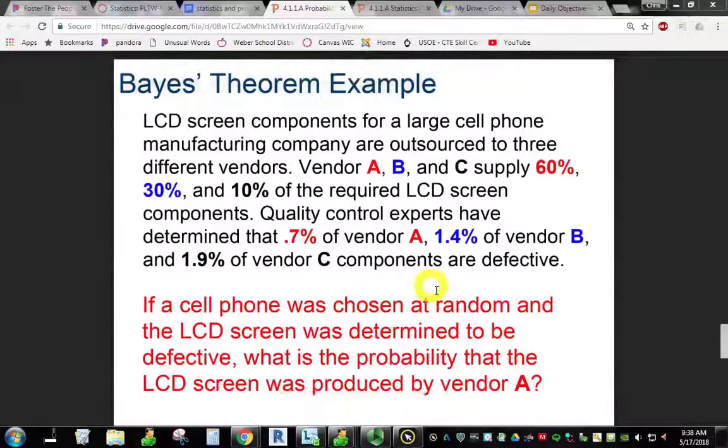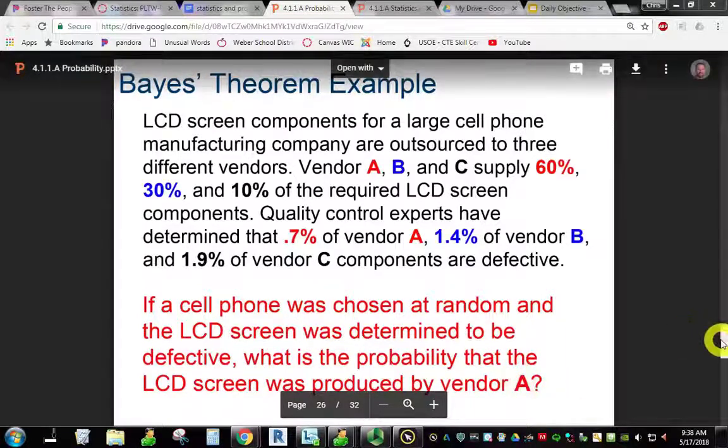Okay, so here's the question. If I'm randomly grabbing a phone from a store, right, what's the probability that it was defective and produced by vendor A? I know how many from A are defective, I know how many from B and C are defective. I'm randomly grabbing it, it's broken. How do I know it's from A? This is kind of some cool math. So, digest that question, reread it if you need to.